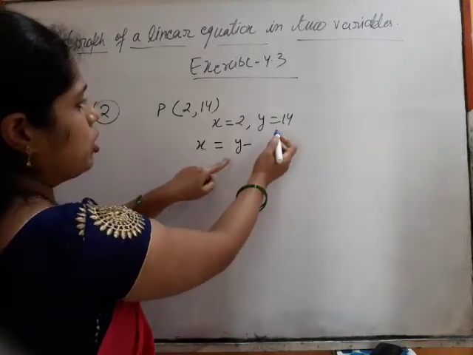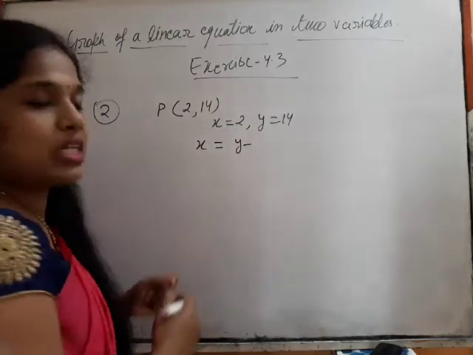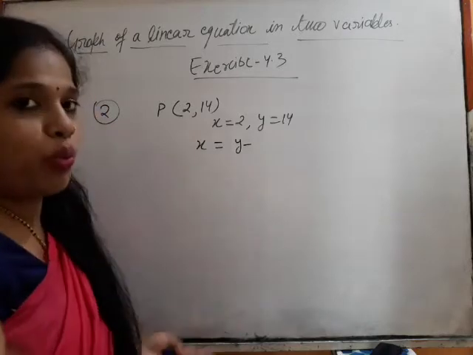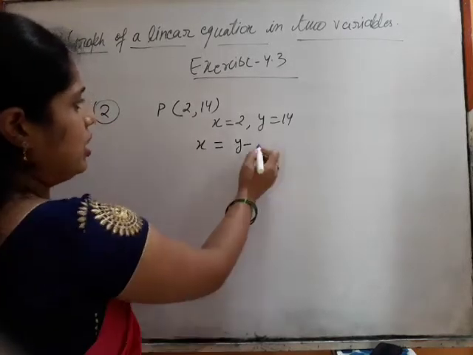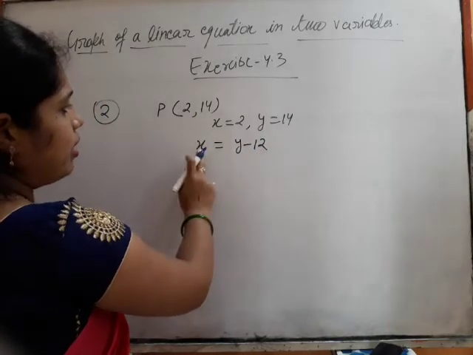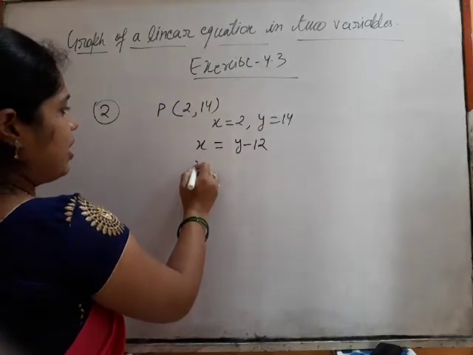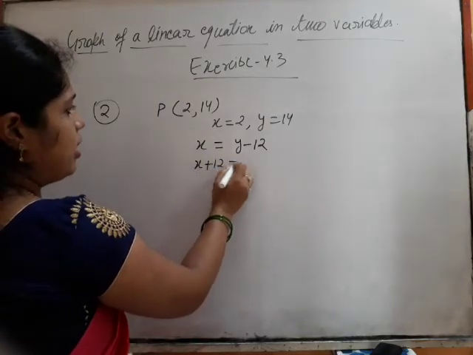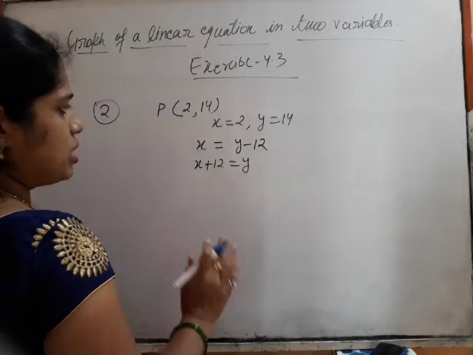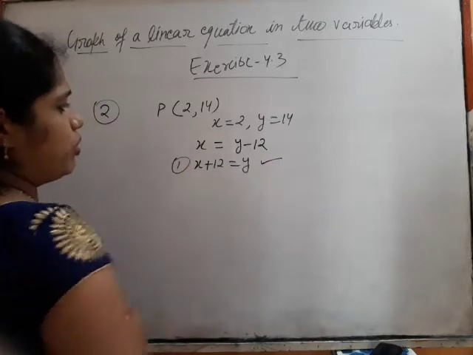Now y is 14. To 14, what do we subtract to get x? We want to get 2 here. So 14 minus what number will give 2? 12. So 14 minus 12 will give us x. In other words we can write x plus 12 equals y, or x equals y minus 12. This is also correct. So this is the first equation.